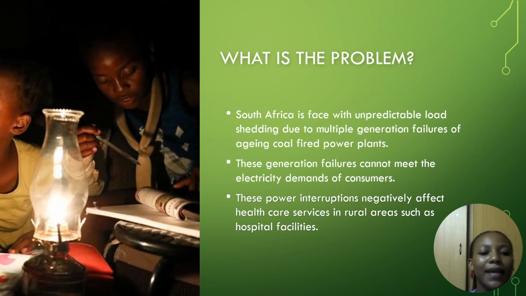Okay, here we'll be discussing the problems that led us to look into finding other renewable energy sources that we can use to save hospitals in the rural areas. South Africa is facing unpredictable load shedding due to multiple generation failures of aging coal-fired power plants. These generation failures cannot meet the electric demands of customers. These power interruptions negatively affect healthcare services in rural areas, such as hospital facilities.